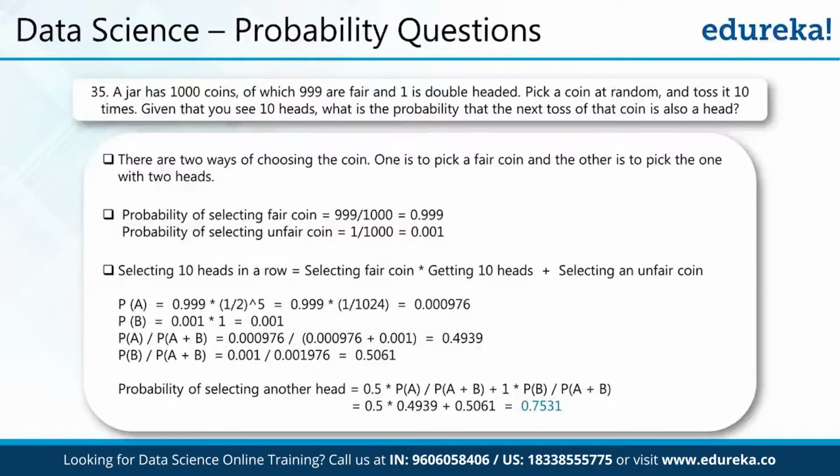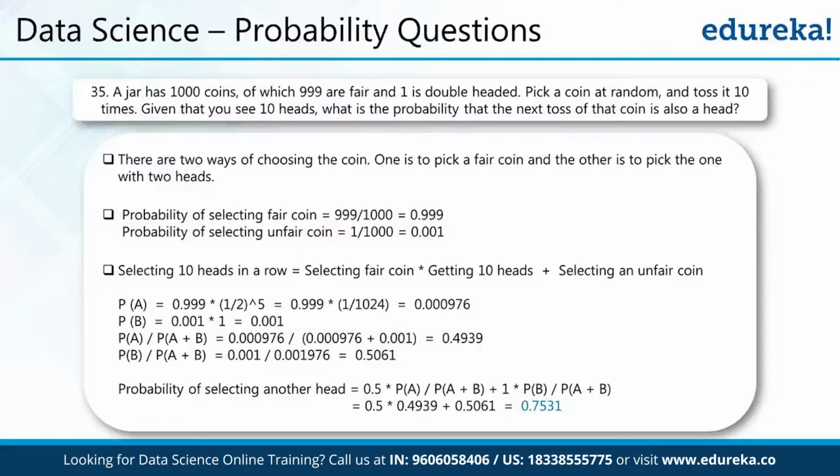So this probability of A is selecting a fair coin and getting 10 heads. And the probability of B is selecting an unfair coin, and we know whenever we select that, the surety is we always get a head. So then the probability of B becomes 0.001. So now what we need to find out is, given we have these two cases, what is the probability that we are able to come out with the 11th head?